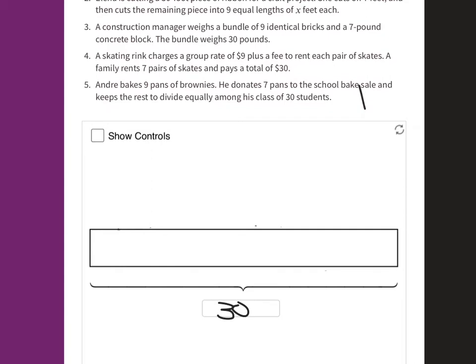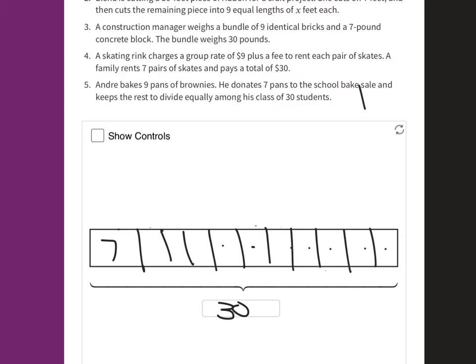And she cuts 7 feet off, right? She cuts off 7 feet and then cuts the remaining piece into 9 equal lengths. So we cut 7 off. So there's 7. And then breaks it up into 9. 1, 2, 3, 4, 5, 6, 7, 8. Oh, I think I did 10. 1, 2, 3, 4, 5, 6, 7, 8, 9, 10.